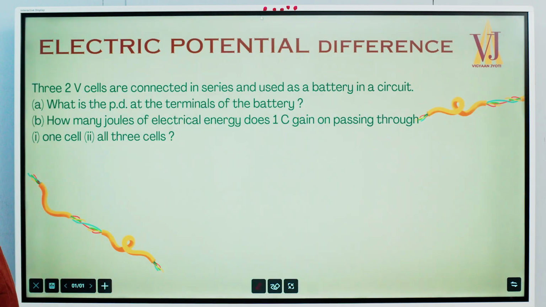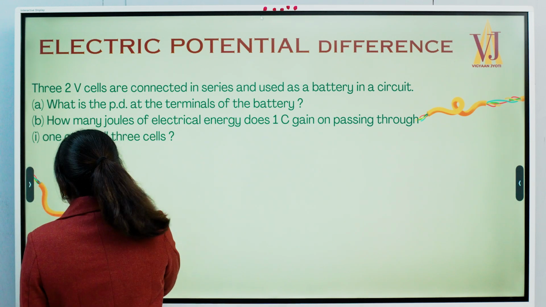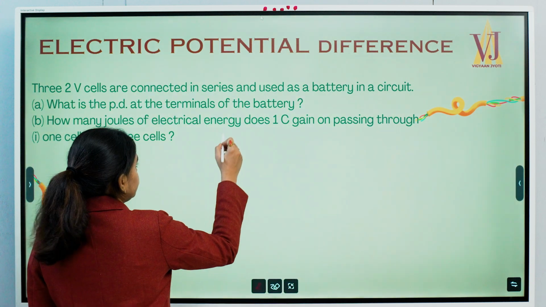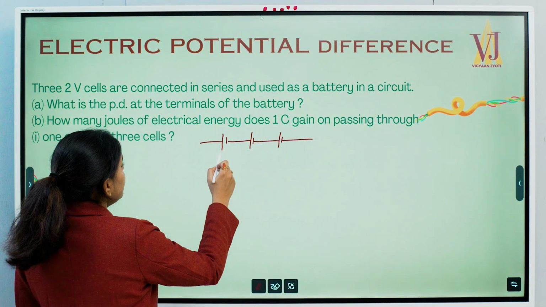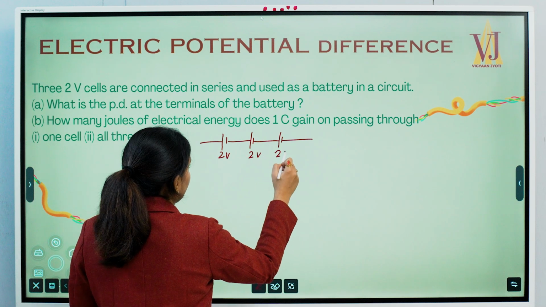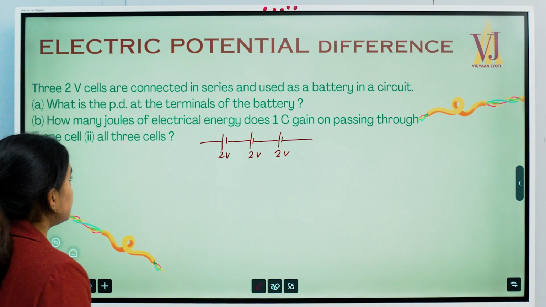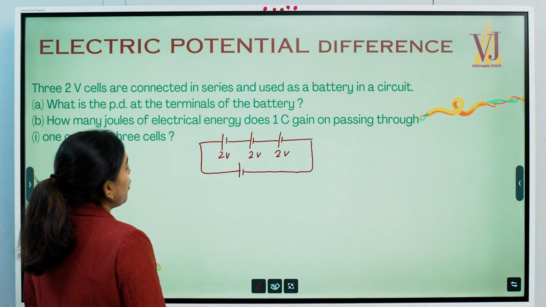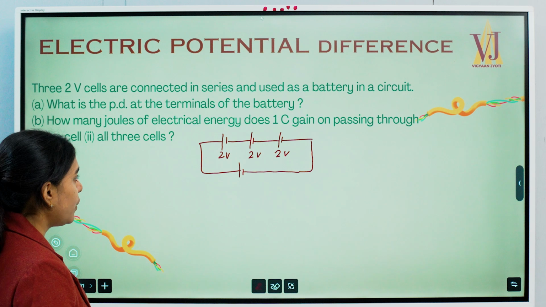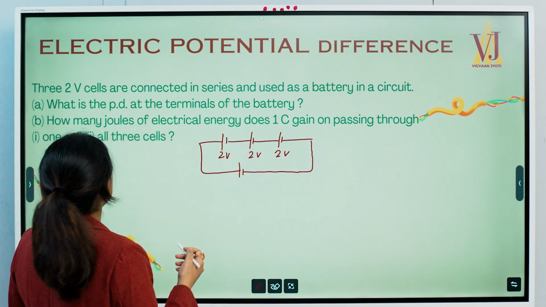Okay, the next question. Three 2V cells are connected in series. That means the battery is like this. So 2 volt, 2 volt, 2 volt, connected in series as a battery in a circuit. What is the potential difference at the terminals of the battery?